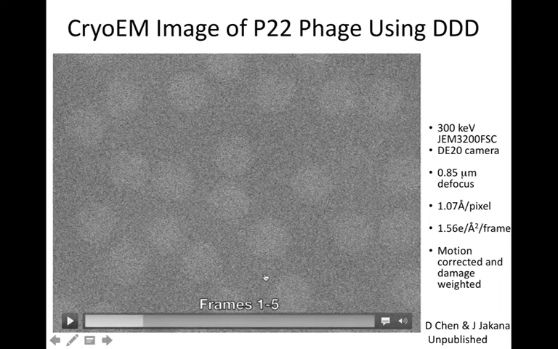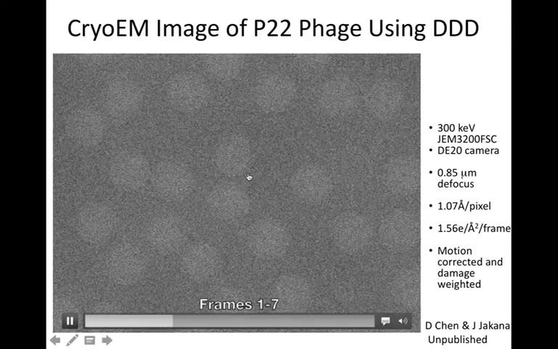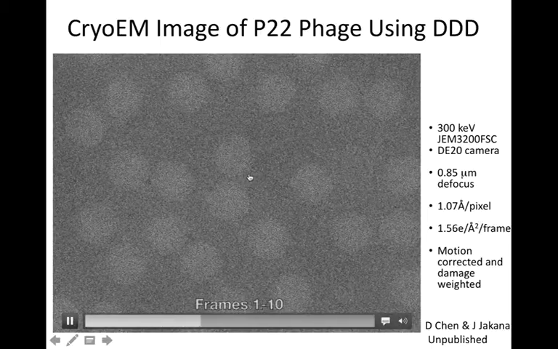At the beginning, I stop here, it's only 5 frames being put together. The contrast of the particle is relatively low. Here are the surrounding ice. And then if I add more frames, the particle contrast becomes better and better.